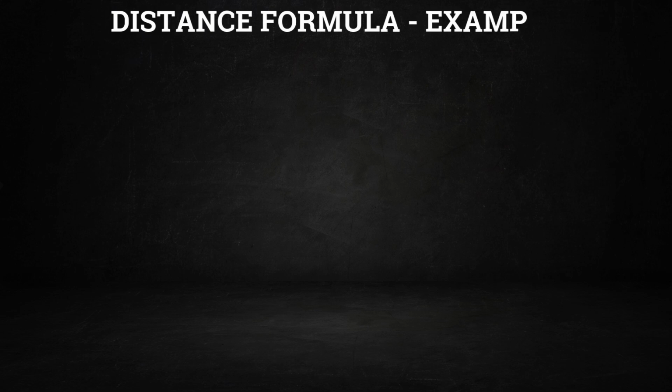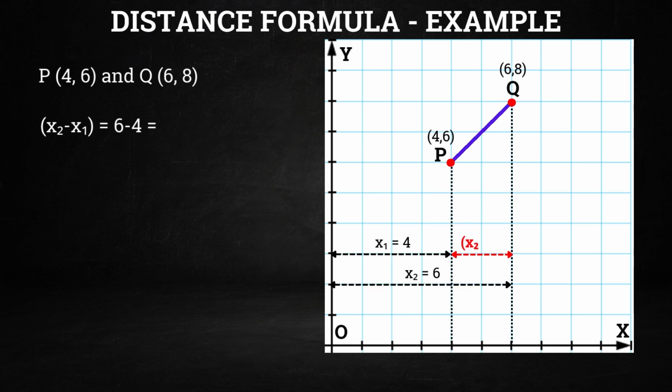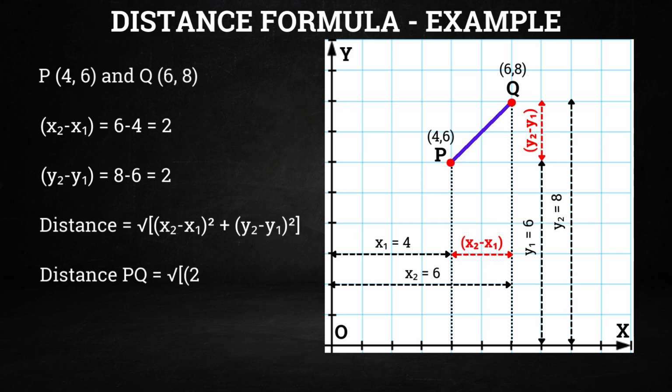For example, consider the points P (4, 6) and Q (6, 8). The difference in the x-coordinates is 2 and the difference in the y-coordinates is also 2. Therefore, the distance between them is square root of 2 square plus 2 square, which simplifies to 2 root 2 units.